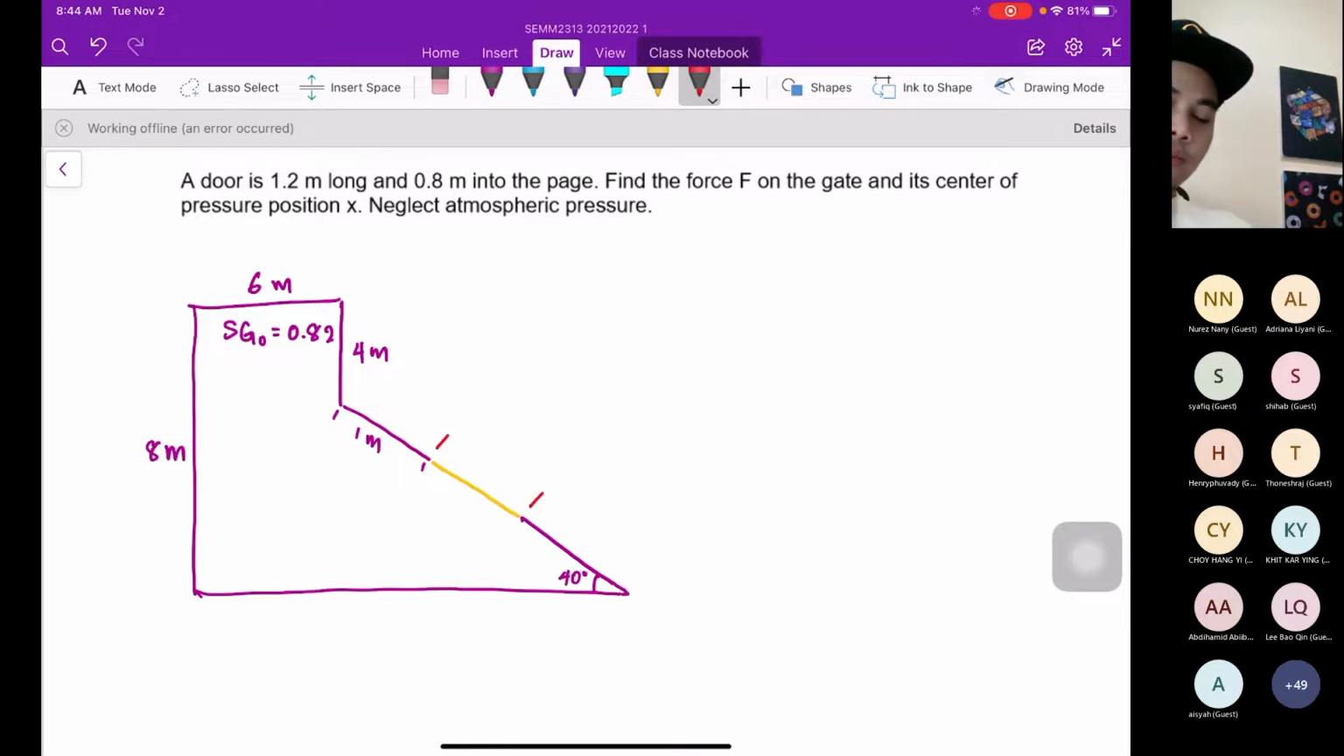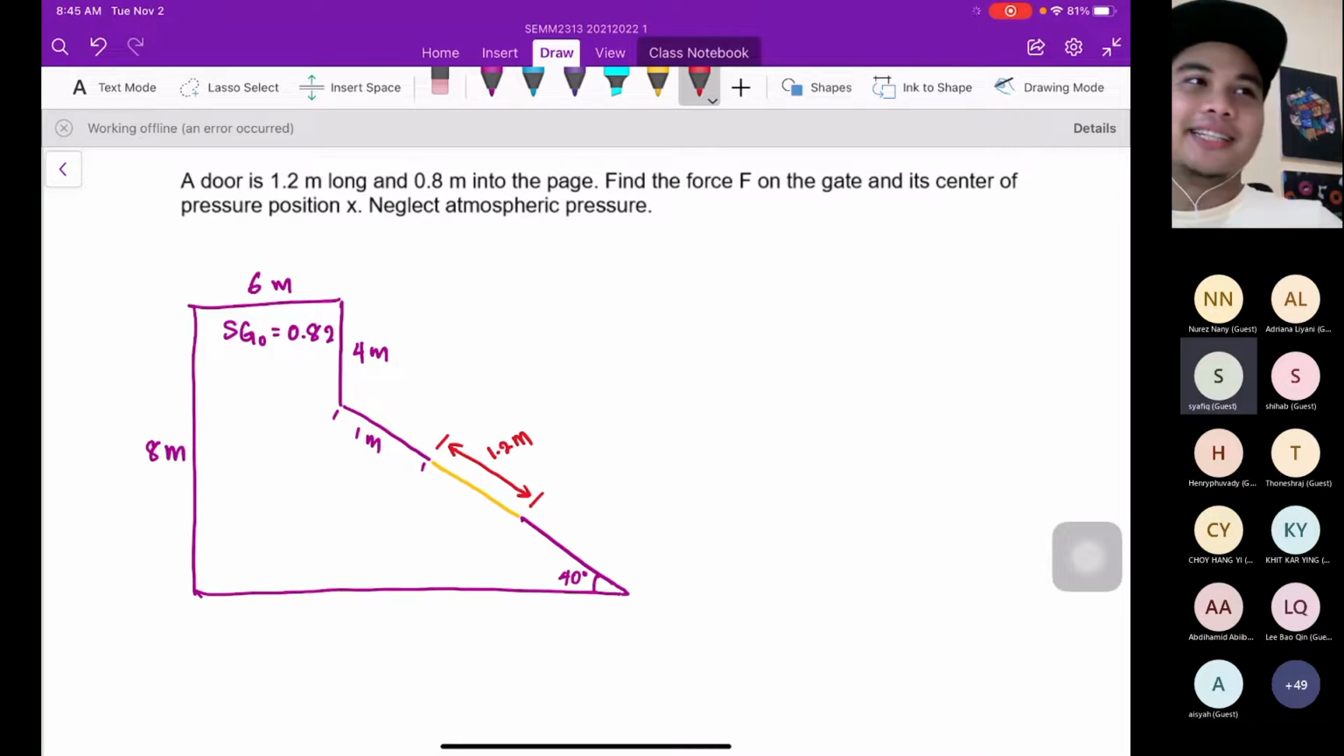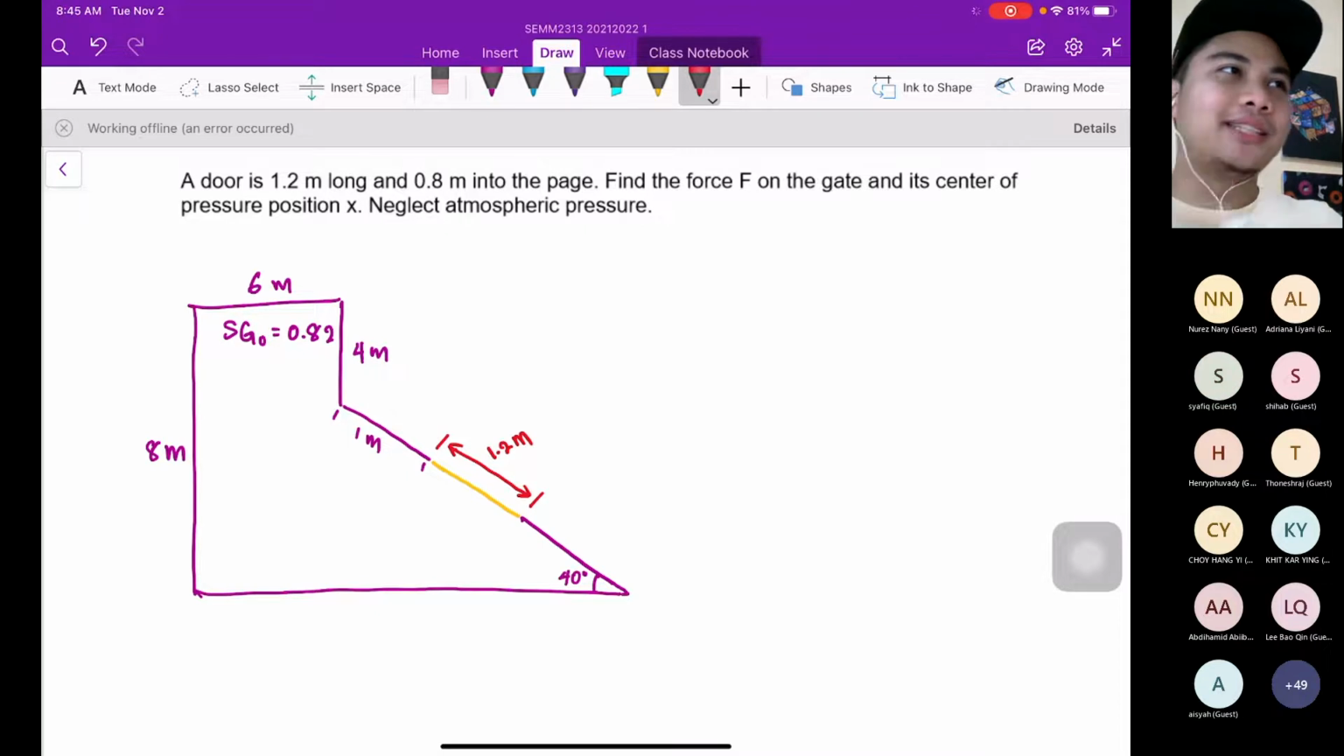And then we have the dimension of the door. This one 1.2 or 0.8? Where is the 0.8? It is inside. Just imagine this is 3D, okay? You can go into the page. So into the page is 0.8. So the first question, find the force.